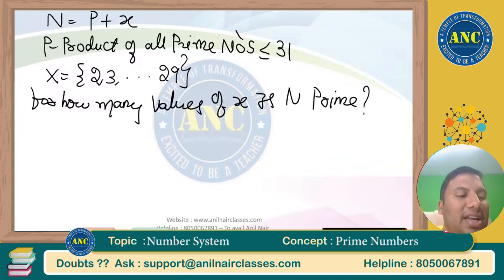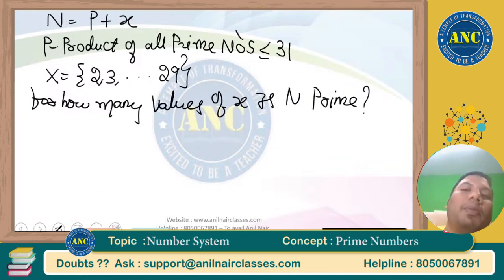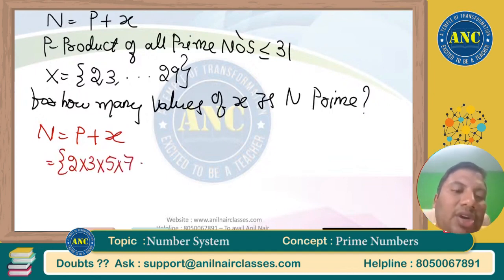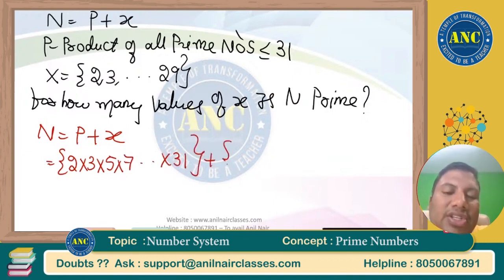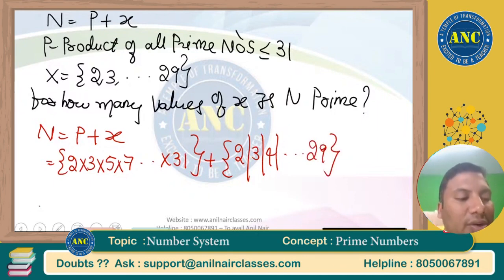Another model. N equivalent to P plus X. P is the product of all prime numbers less than or equivalent to 31, that is 2, 3, 5, 7 and so on up to 31. X lies in the range, either it can be 2 or 3 or 4 up to 29. For how many values of X is n prime?